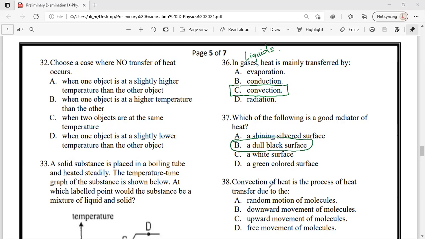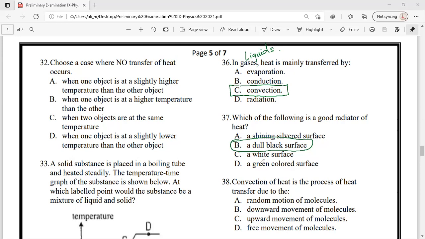Question 38. Convection of heat is a process of heat transfer due to the upward movement of molecules. We know that in convection, the heat is absorbed by the fluid, it expands, its density decreases, and it moves upward due to less density.